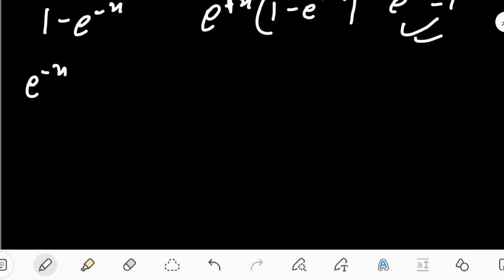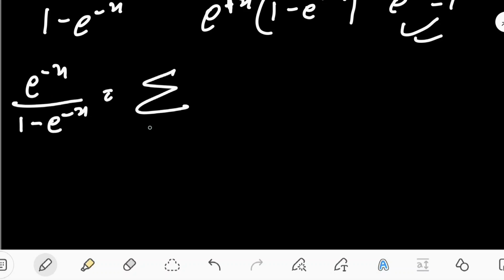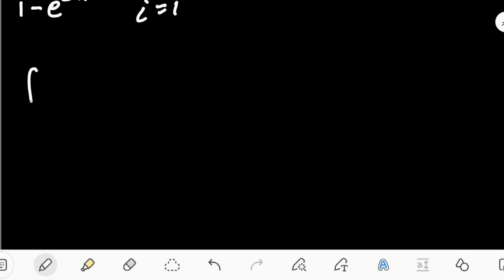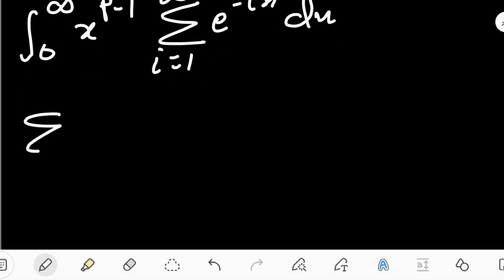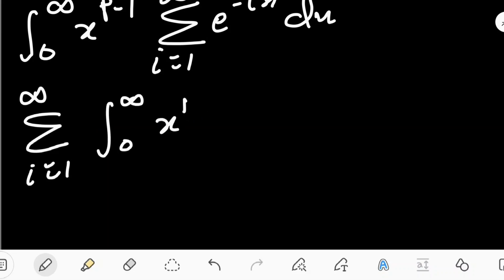And what is more interesting is that you can write e to the power negative x upon 1 minus e to the power negative x as the sum, as i goes from 1 to infinity, of e to the power negative ix. Do you agree to it? Yeah, you should. So you get the integral from 0 to infinity of x to the power p minus 1 into the summation from i equal to 1 to infinity of e to the power negative ix dx, right? Okay, so now you can bring the summation sign outside, and you end up getting the summation from i equal to 1 to infinity of the integral from 0 to infinity of x to the power p minus 1 into e to the power negative ix dx.